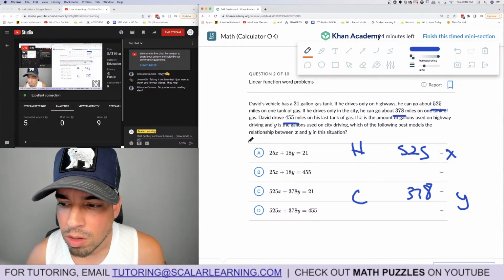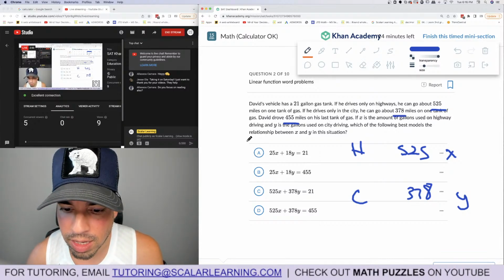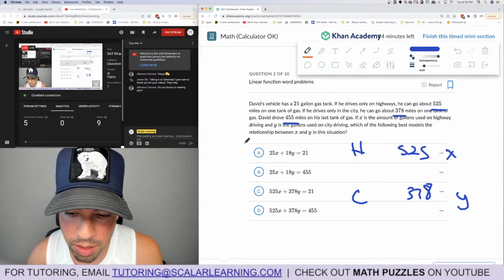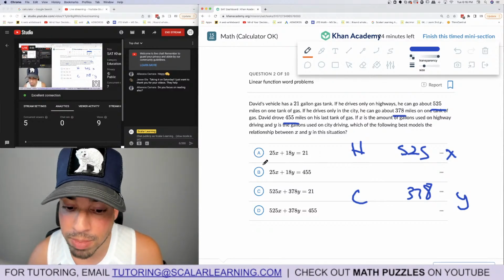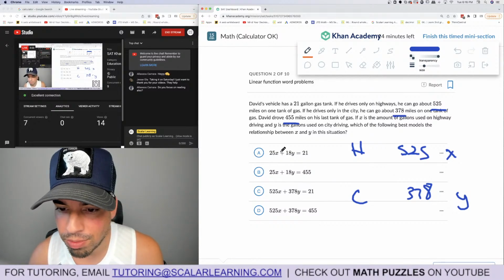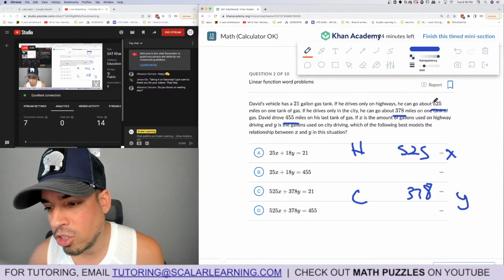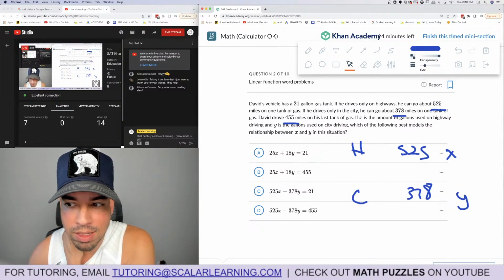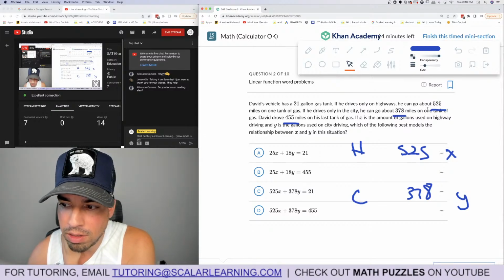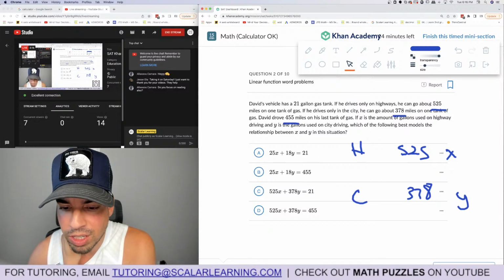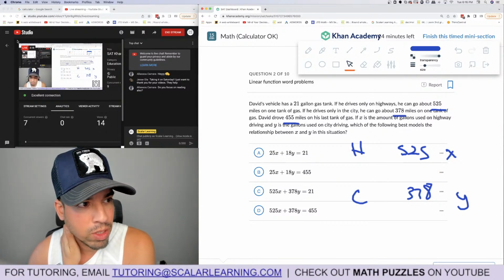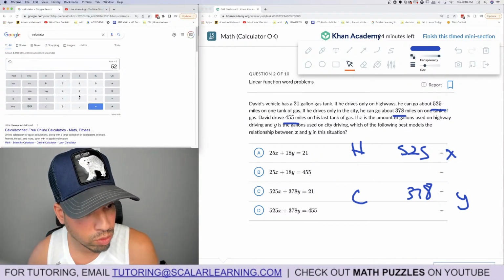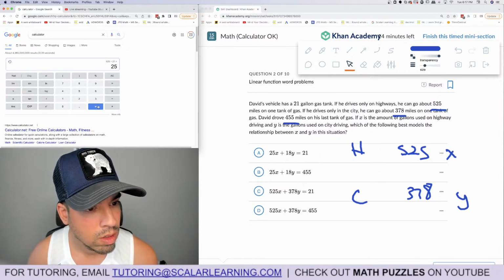So let's see here, 21-gallon gas tank. So we need 500, wait a minute. This doesn't make sense. I'm guessing it's B, but we have to figure out why. So actually, I think I know why. So here's the dealio. He can go 525, so we can basically get the miles per gallon for each of these, because that's what these are using. I bet 525 divided by 21 is 25. 525 divided by 21, yep, it's 25.